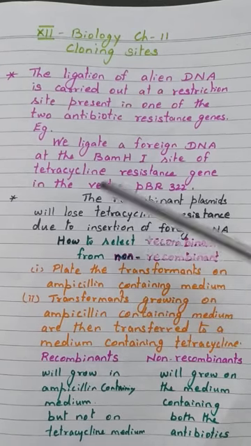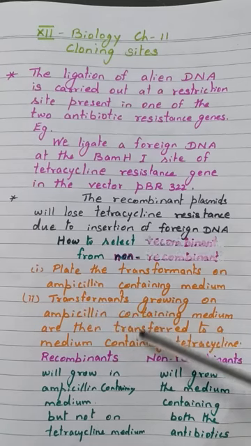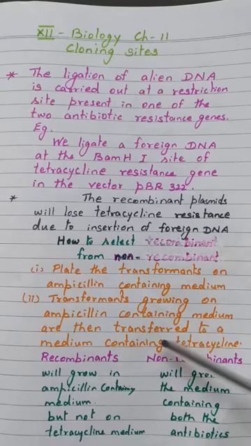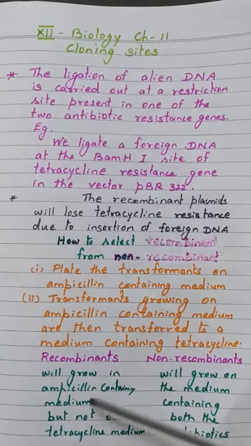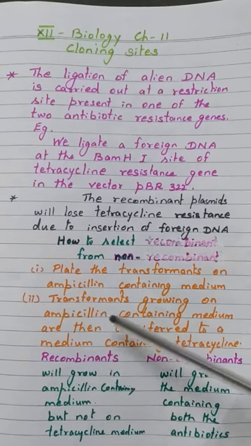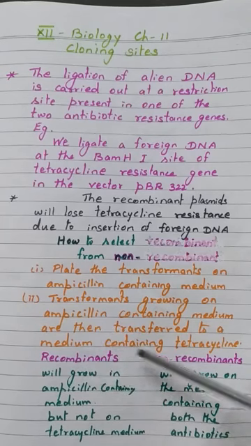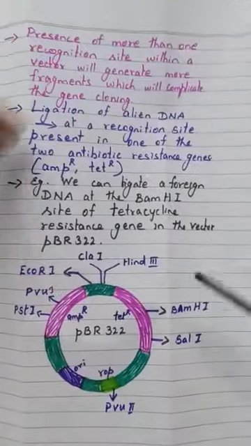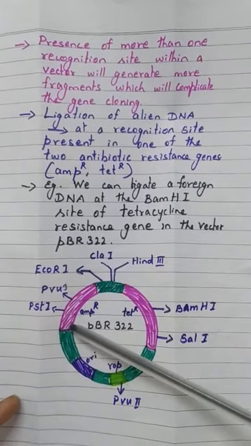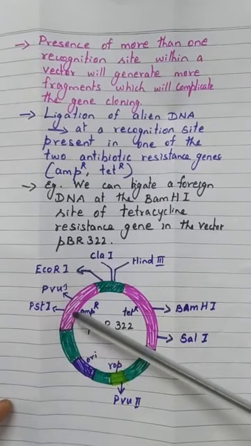After that, some transformants will grow on the ampicillin containing medium. They are taken and then transferred to the medium containing tetracycline. Now the recombinants will grow in ampicillin containing medium, because in ampicillin containing medium both recombinants and non-recombinants will grow, because both have ampicillin resistance power. So in ampicillin they can grow, they have the resistance power against this antibiotic.